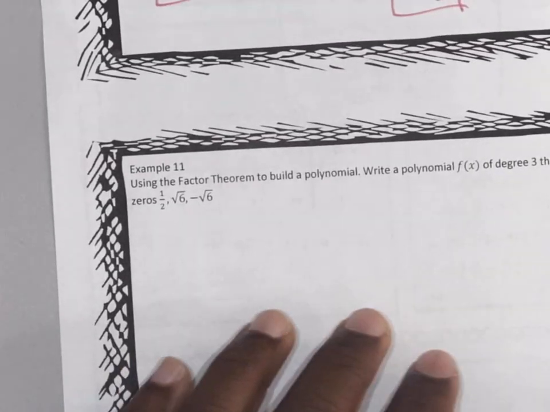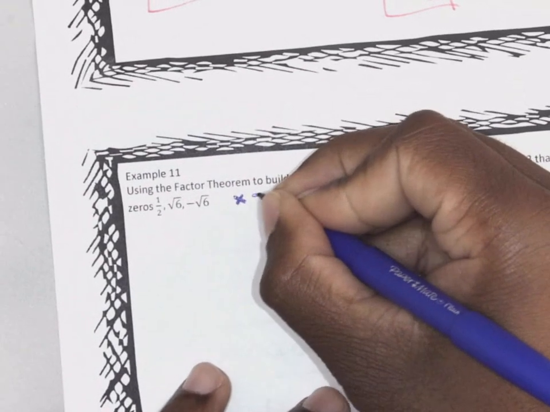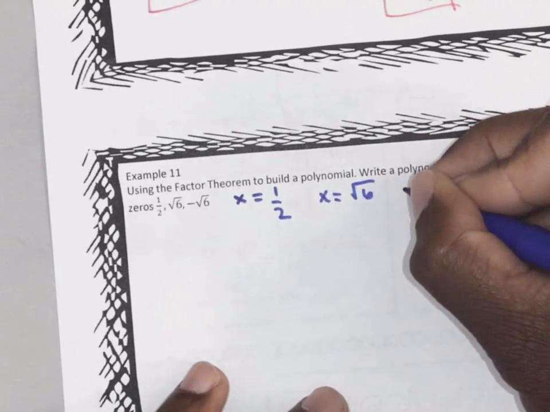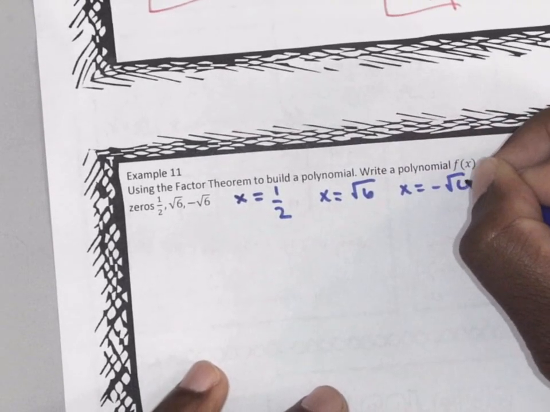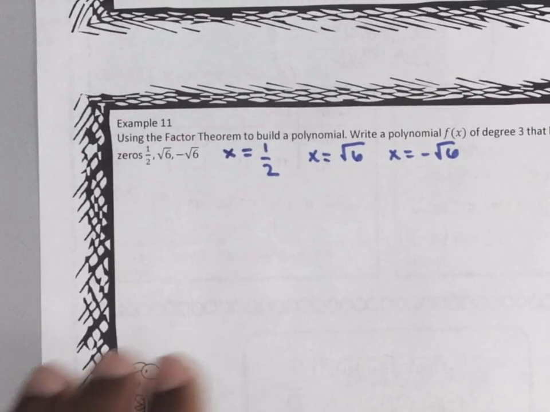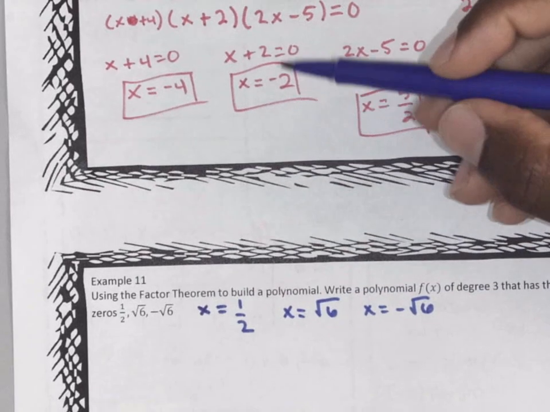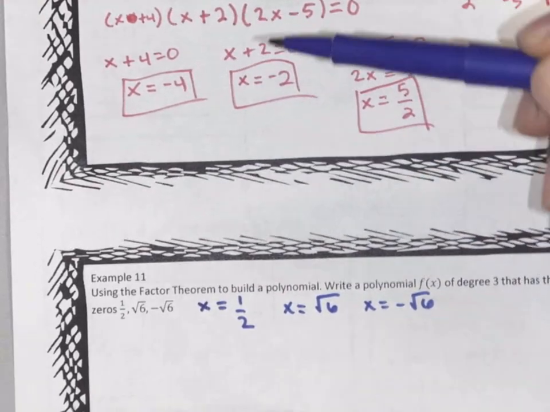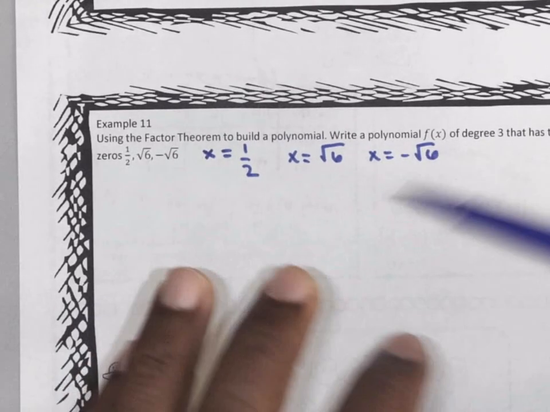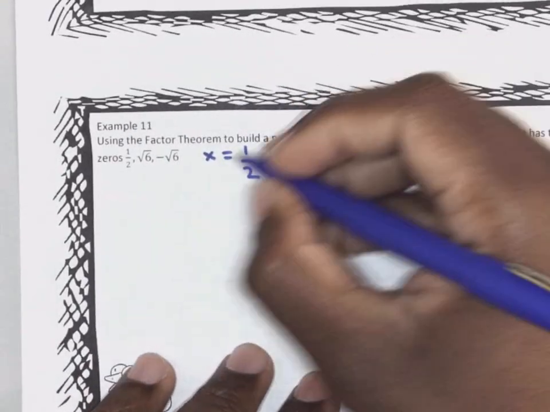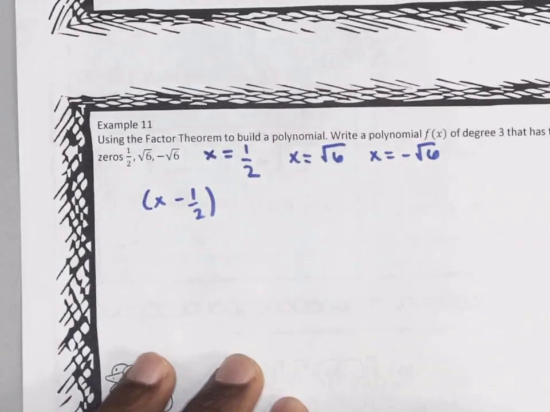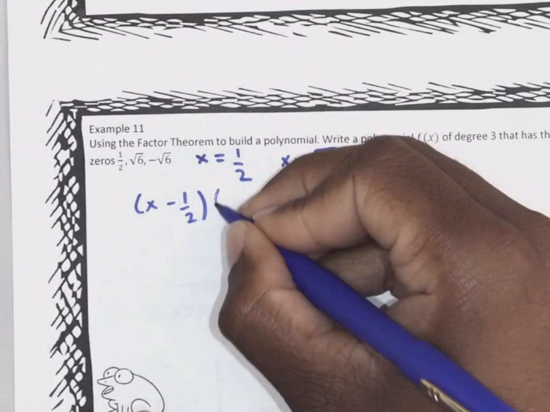So let's go backwards. We're starting off knowing that our zeros are x equals 1/2, x equals root 6, x equals negative root 6. And we're going to build a function. We want these as our answers, so that's what we start off with. Now the next step is I need to make it look factored, meaning I need to move these numbers over so that it equals 0, and then I can factor. So over here I've got x minus 1/2. That's a factor. What's the next factor?